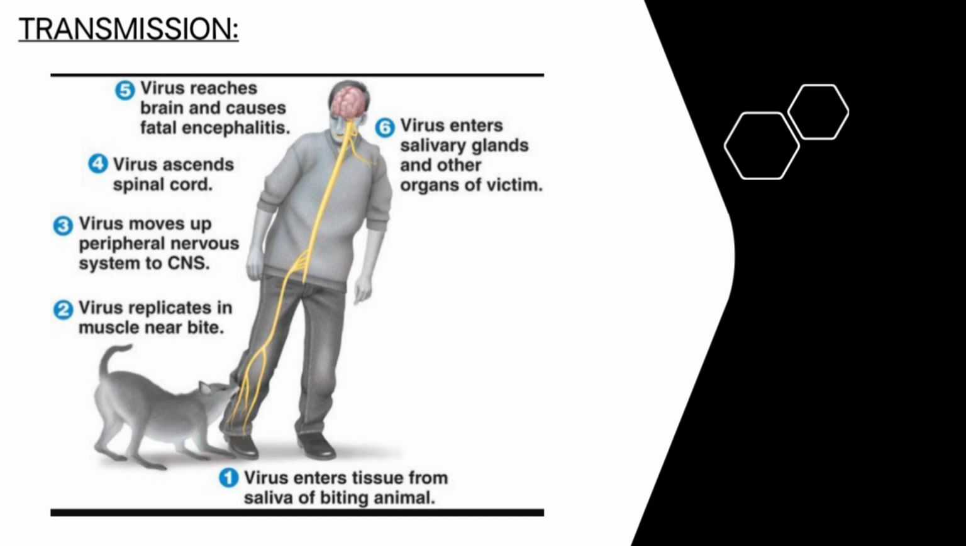Finally, it results in fatal encephalitis, which is considered a lethal disease. After damaging the brain, spinal cord and nervous system, the virus starts spreading to the salivary glands and other organs of the victim. So, the disease is considered 99% lethal in human beings. Once the symptoms occur, it is hard to cure rabies.